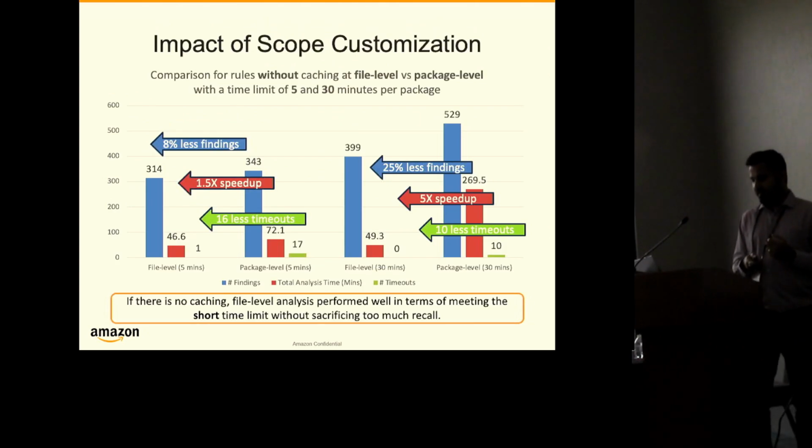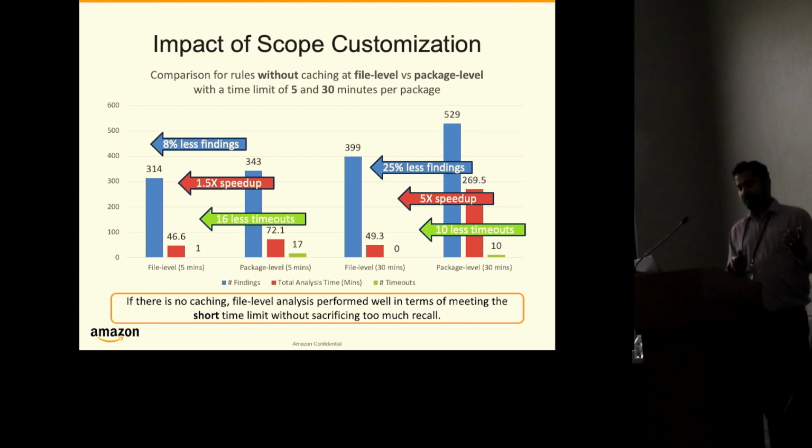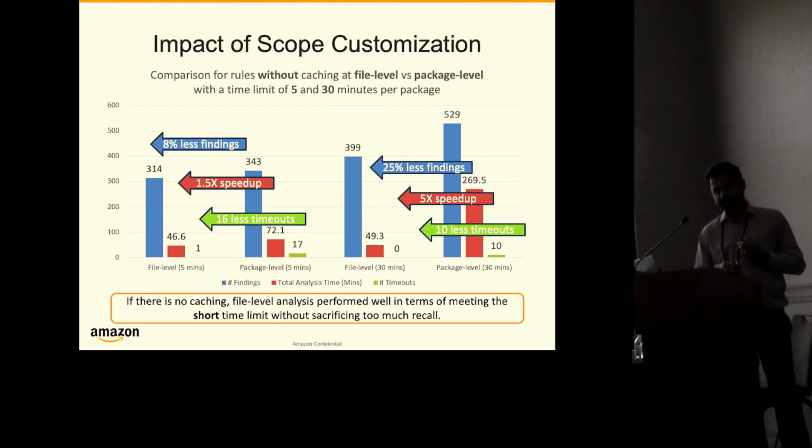So the first result is comparing file level versus package level. As I showed you in the previous slide, you can specify the scope of your interprocedural query. So comparing the file level versus package level with a timeout set to 5 minutes, the takeaway is that the file level gives you 8% fewer findings. It has a 1.5x speed up because it's file level. The package level tends to be more expensive, and it has 16 more timeouts.